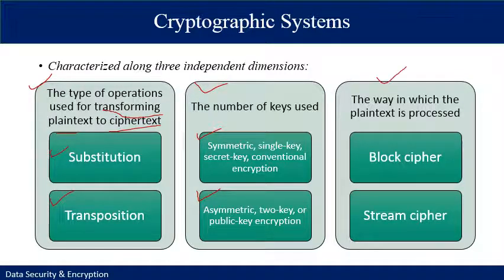The third dimension of the system defines the way in which the plain text is processed. It can be processed in two ways, block cipher and stream cipher. A block cipher processes the input as one block of elements at a time, producing an output block for each input block. However, in the stream cipher, the input elements are processed continuously, producing the output one element at a time as it goes along.